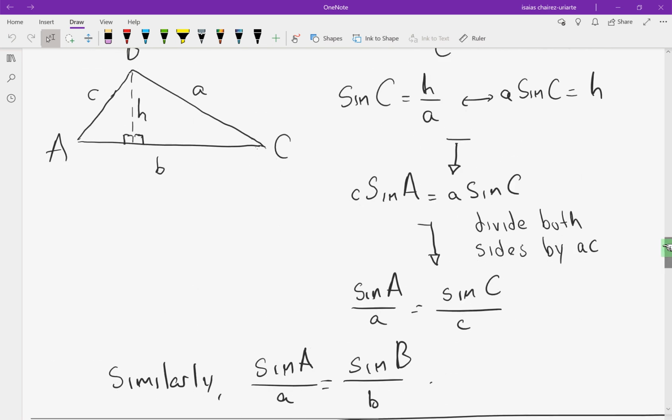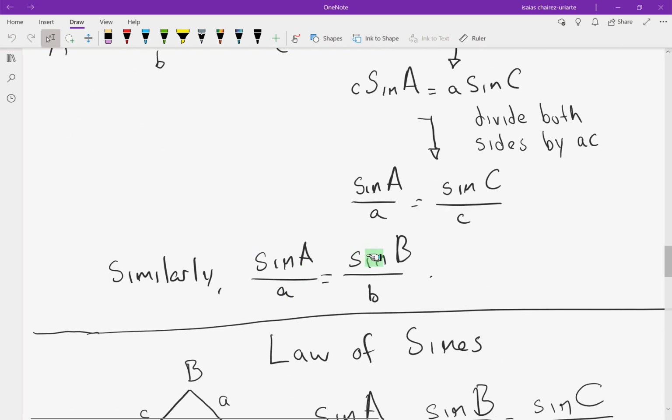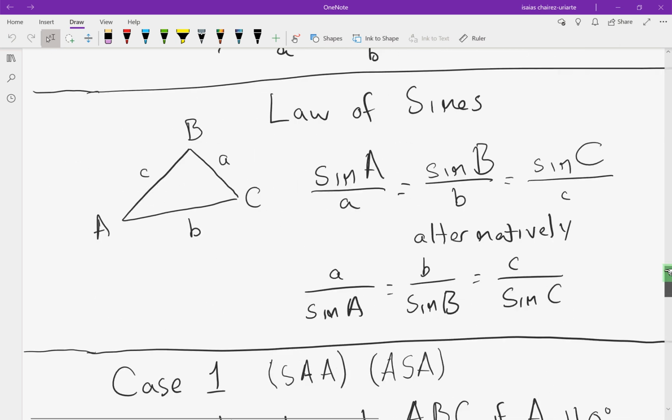We could have drawn this picture a little bit differently, labeled it a little bit differently, and we would have been able to conclude that sine of A over A is equal to sine of B over B. We could have also concluded that sine of C over C equals sine of B over B, etc. That is our law of sines. So the law of sines says that these three ratios are equal.